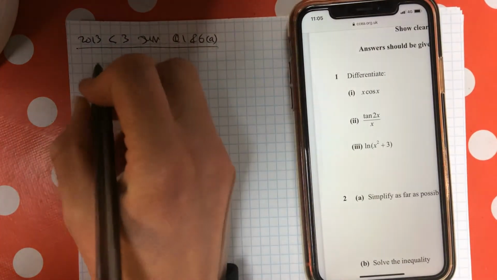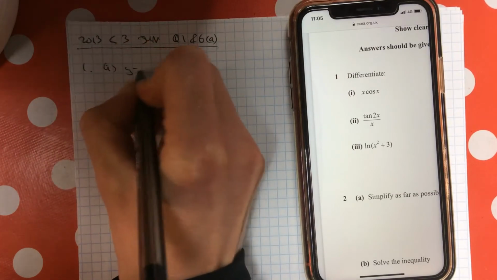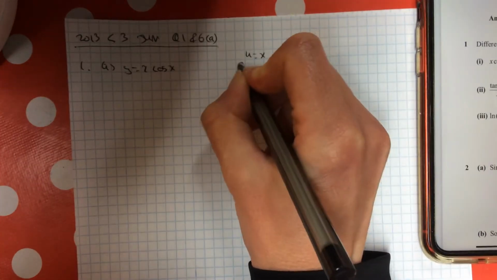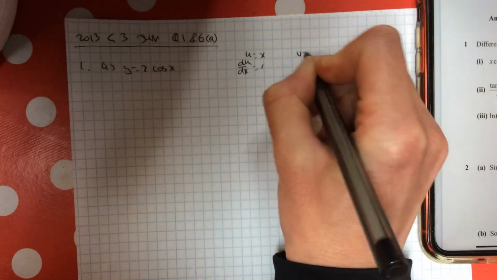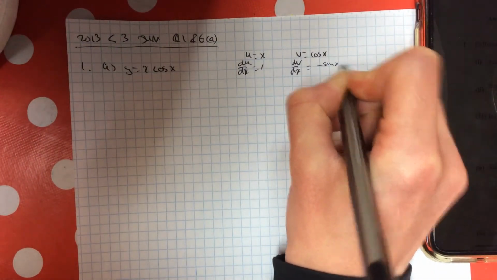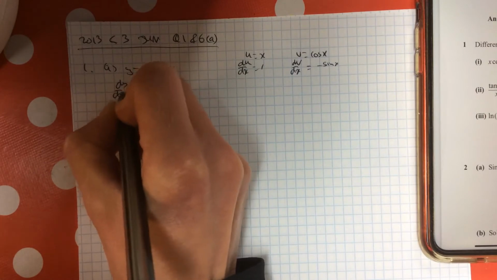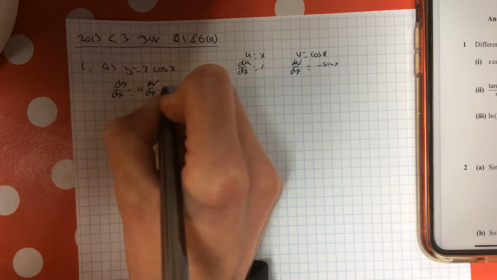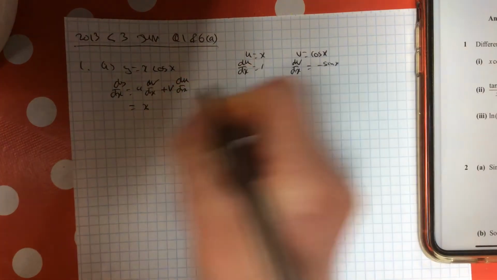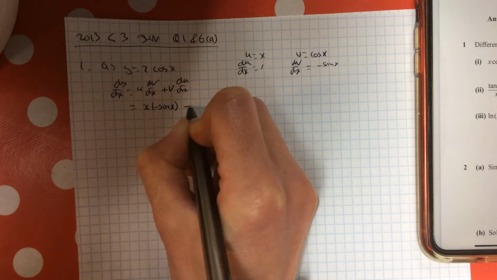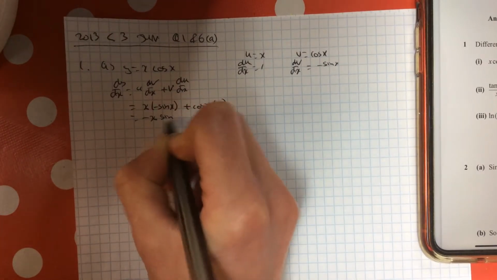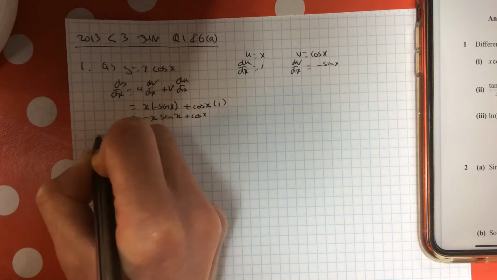2013, the June paper for C3. Number 1, differentiate this. It's a product rule. So u equals x, so du by dx is 1. v equals cos x, dv by dx is minus sin x. dy by dx is u dv by dx plus v du by dx. So u dv by dx is x times minus sin x, and v is cos x times 1. Tidying it up, minus x sin x plus cos x.